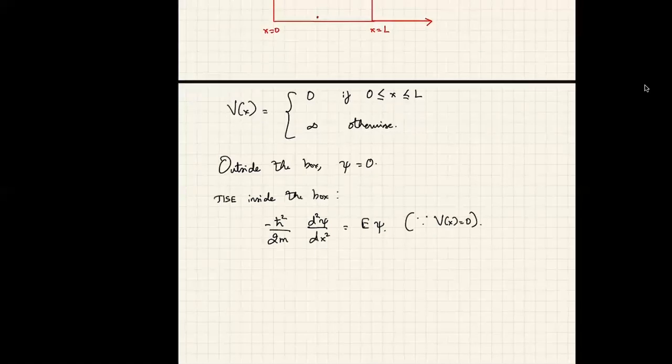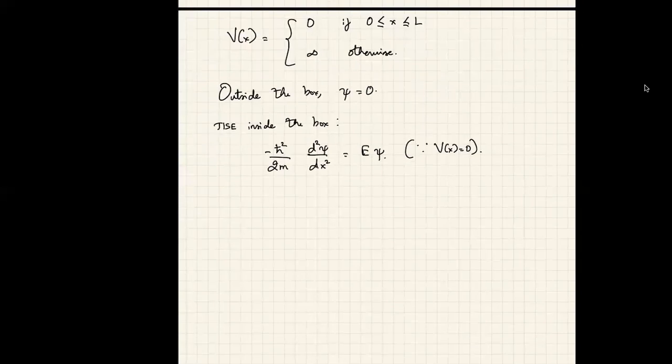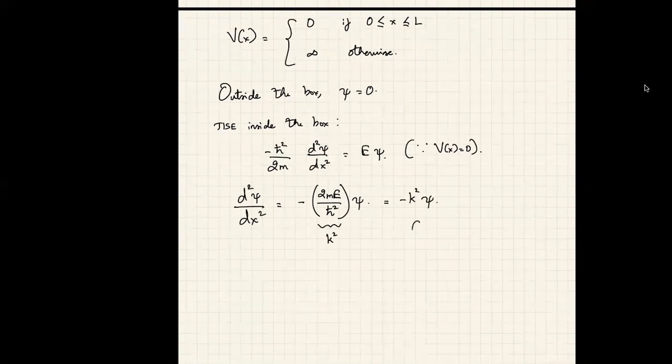So this is a very simple scenario that one might expect. I can rearrange this equation, and you should by now know how to solve it, or at least know what the solution is. This is minus 2mE over h bar square times psi. And I will call this 2mE over h bar square some k square. So this is equal to minus k square psi, because I'll assume that the energy of the particle is greater than 0.